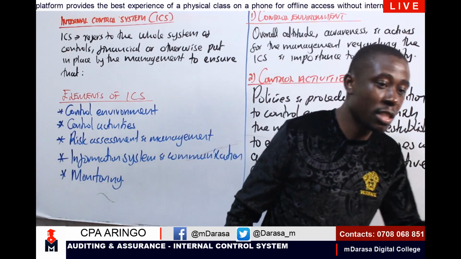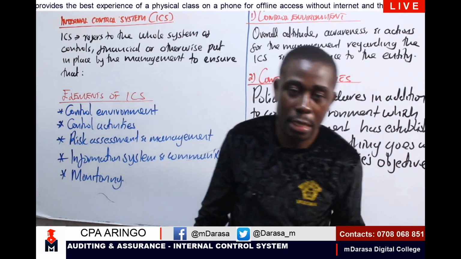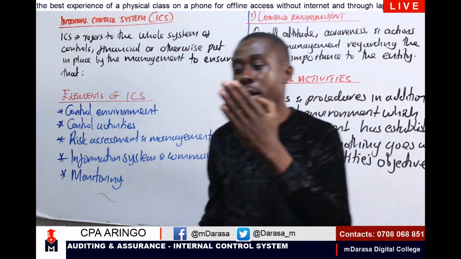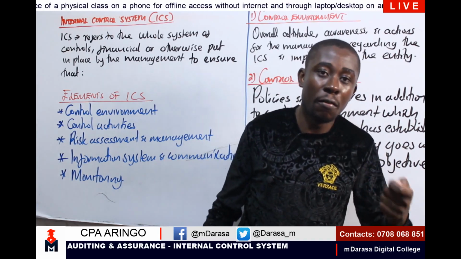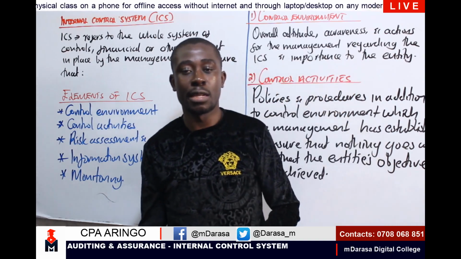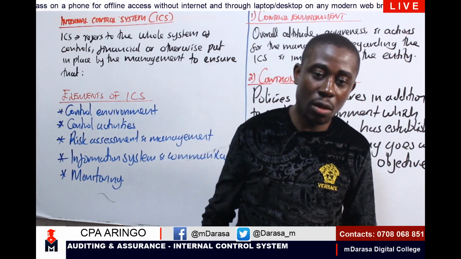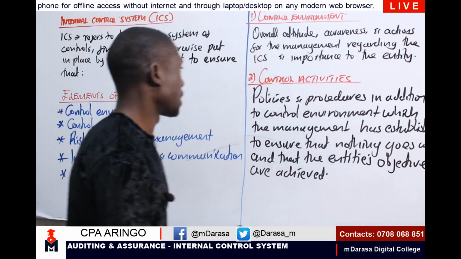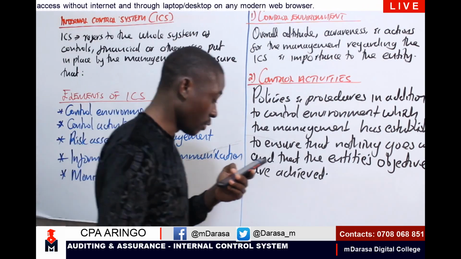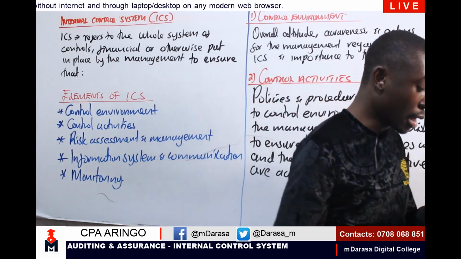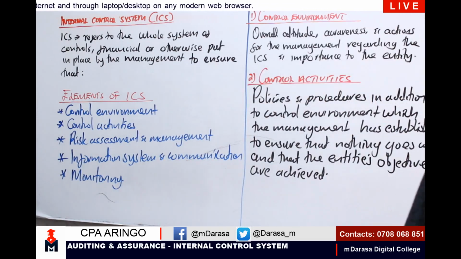This is the specific person who's supposed to do this and this and this. These are guys who are supposed to do this and this. Before you do this, you must have this clearance level. So all these aspects are what you're terming as control activities.